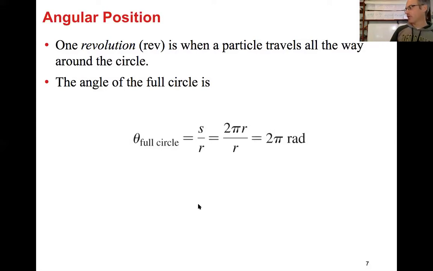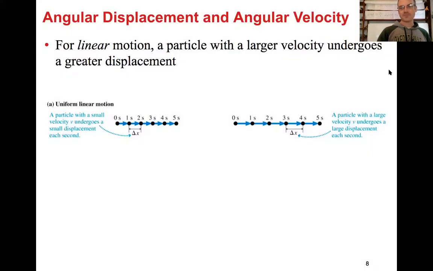Now, as you know, hopefully, that one complete revolution is 2 pi rad. So 2 pi r over r is a full circumference, a full circle, one revolution.